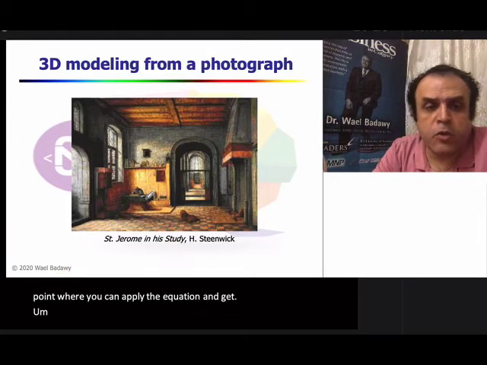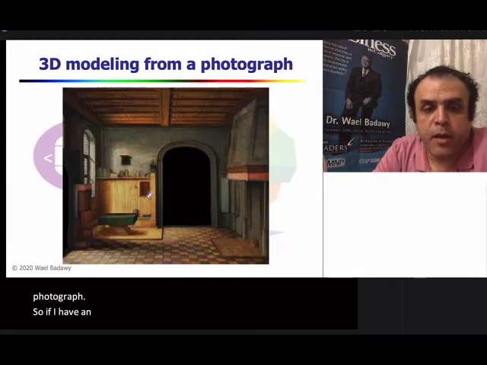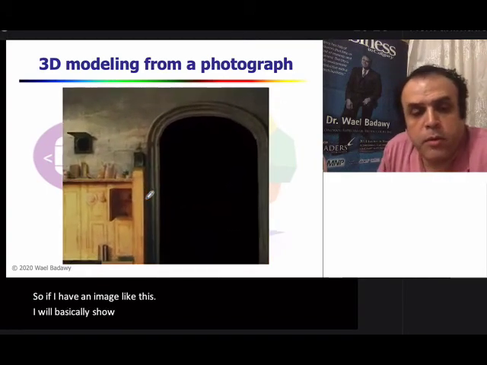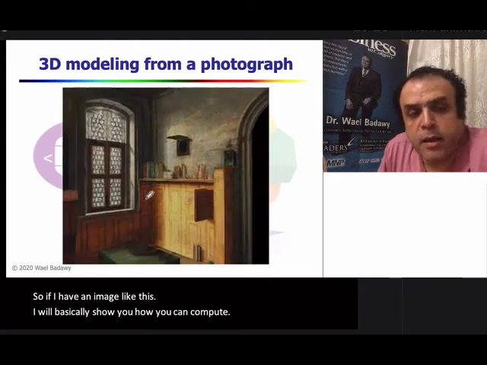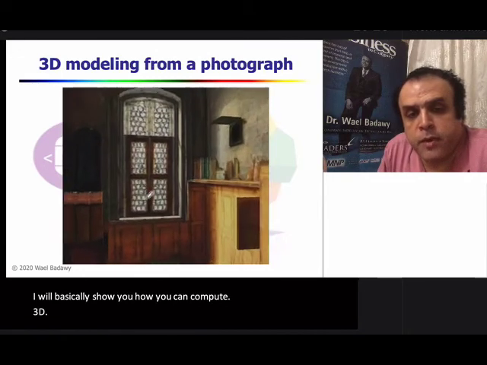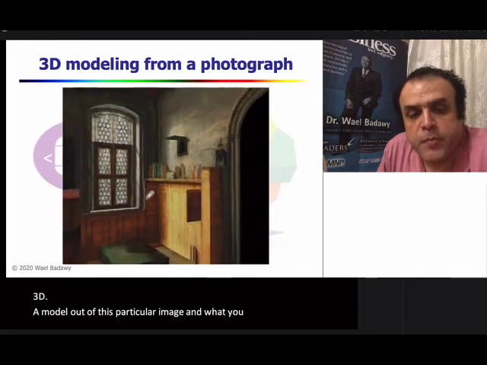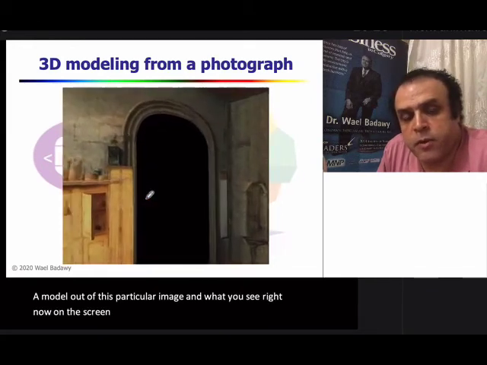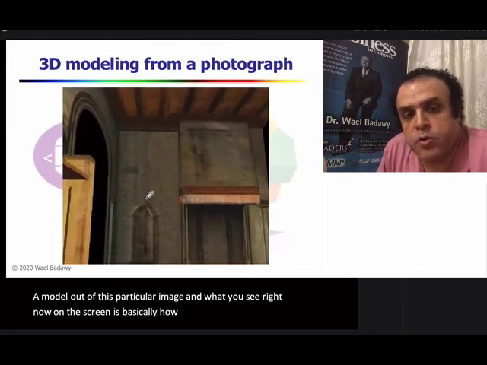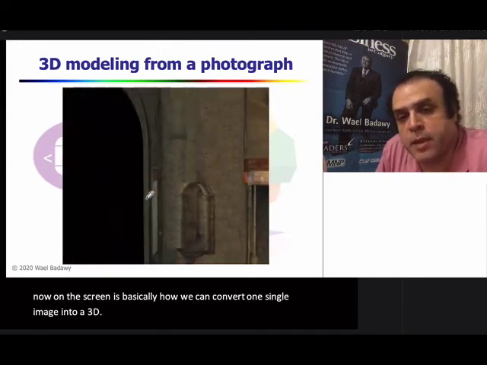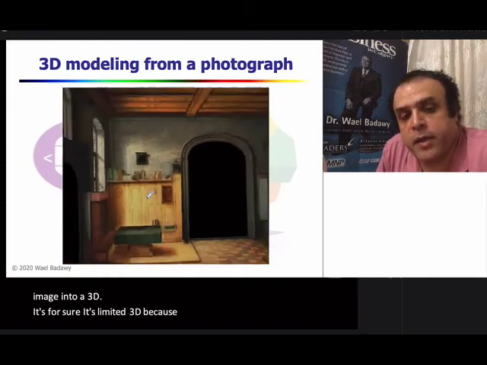In the next slide, we'll talk about 3D modeling from a photograph. So if I have an image like this, I will basically show you how you can compute a 3D model out of this particular image. And what you see right now on the screen is basically how you can convert one single image into a 3D. It's for sure a limited 3D because it's based on what exactly you can see in the 2D.